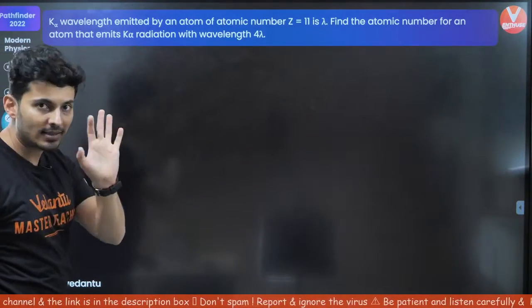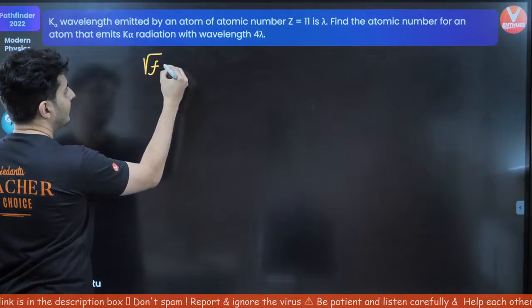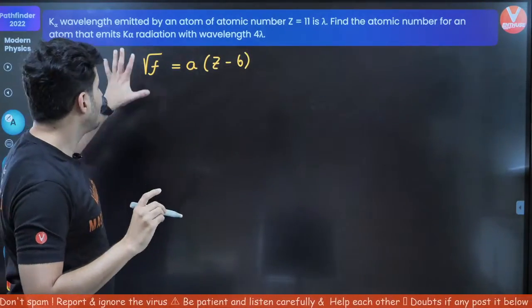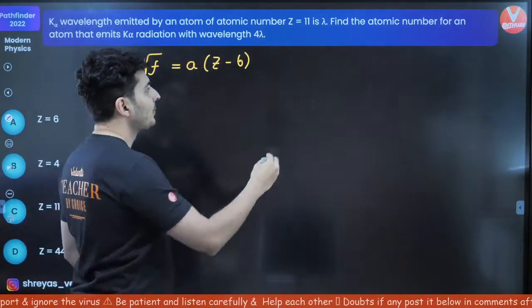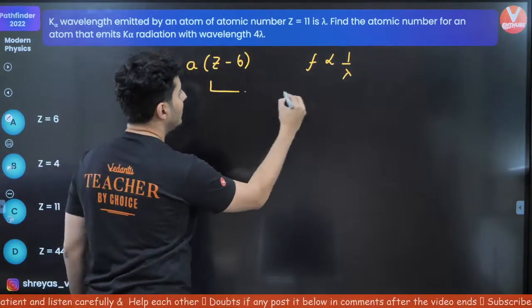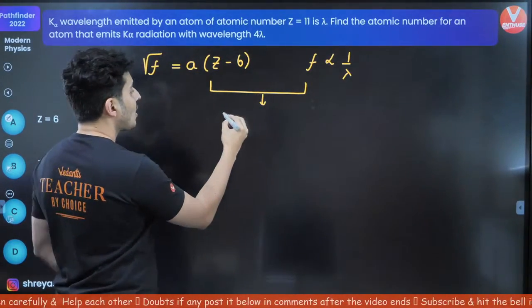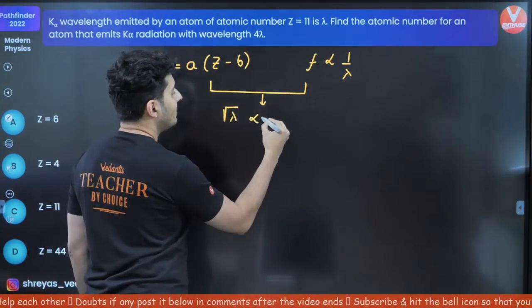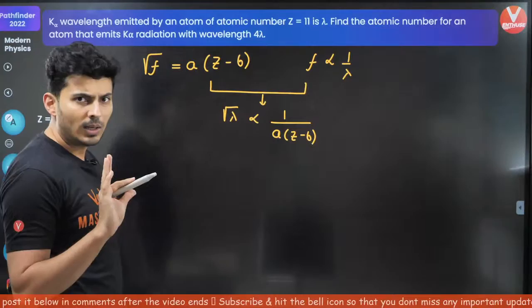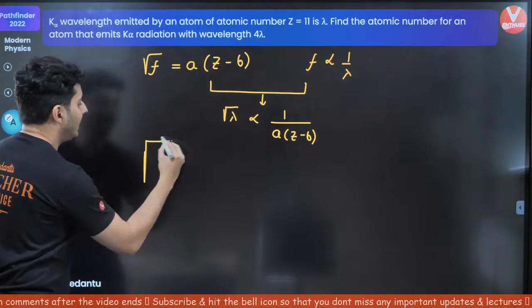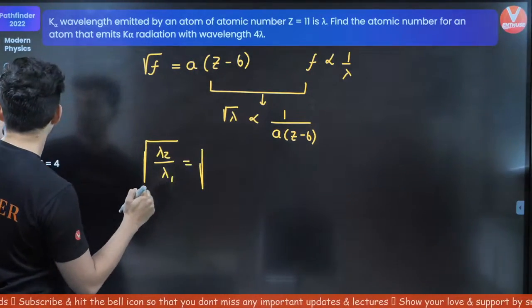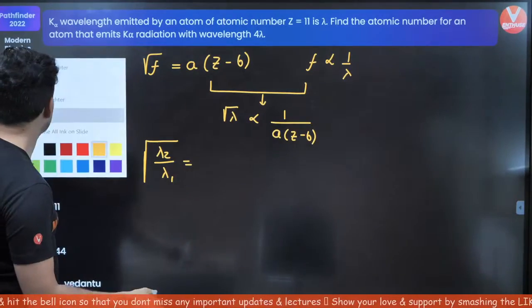All you need to do is a simple thing. Root of F is A into Z minus B. This is your Moseley's equation, but the question is about wavelength, and we know that frequency and wavelength are inversely proportional. So from these two equations, what will I get? Root of wavelength is inversely proportional to A into Z minus B. Cool? Next, if I divide lambda 2 by lambda 1, I don't need that root. All right, so what will I get?